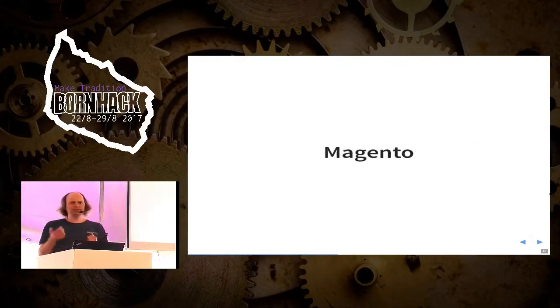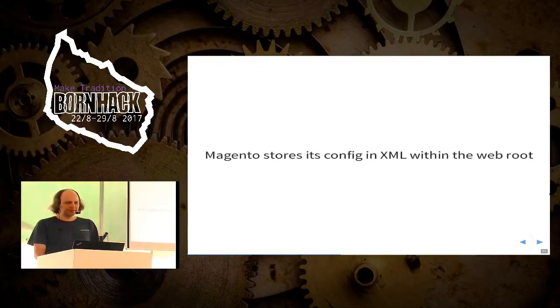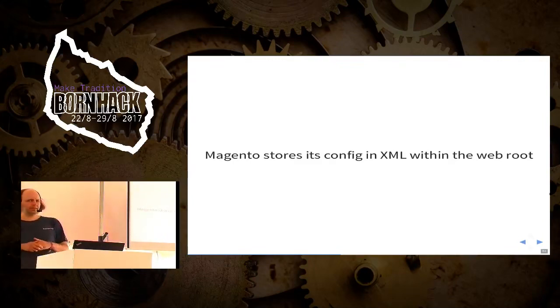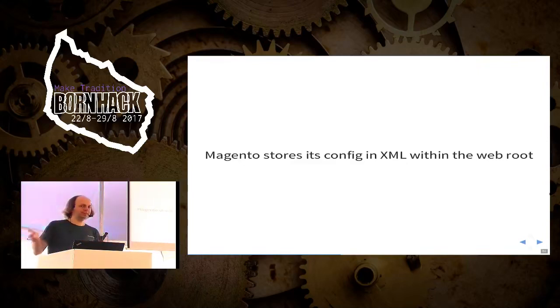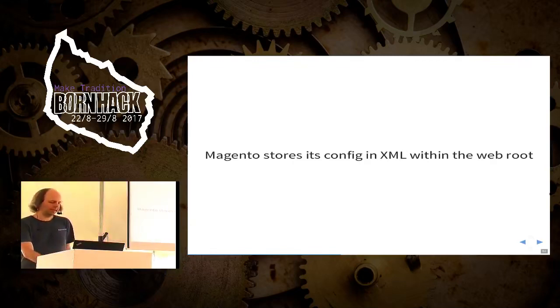Magento. Magento is the kind of standard open source shop system in PHP. And they have a configuration file in XML, which is unusual for a PHP application, because usually PHP applications have configuration files in PHP files because they are parsed by the server and not directly given to the user. So this XML file usually can be downloaded.